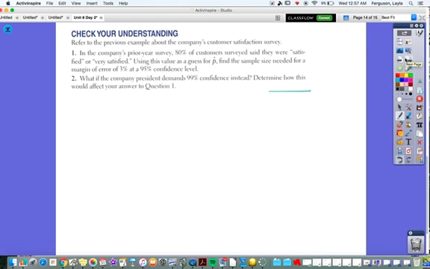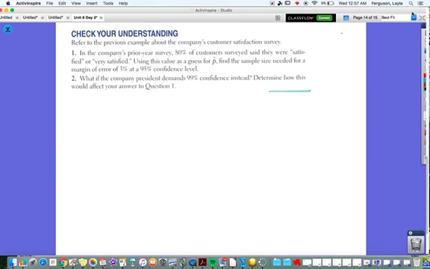Check your understanding. Refer to the previous example about the company's customer service satisfaction survey. Number 1 says, in the company's prior year survey, 80% of customers surveyed said they were satisfied or very satisfied. Using this value as a guess for p hat, find the sample size needed for a margin of error of 3% at a 95% confidence level.